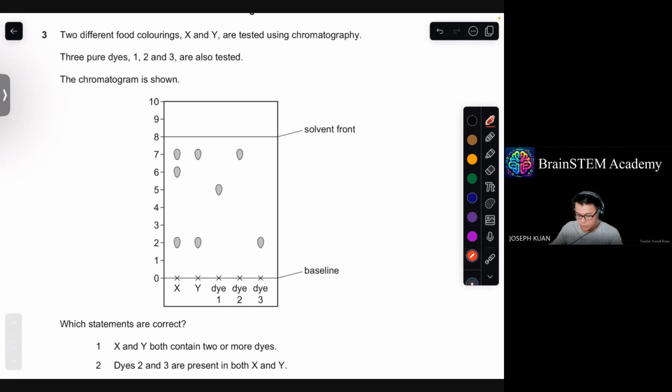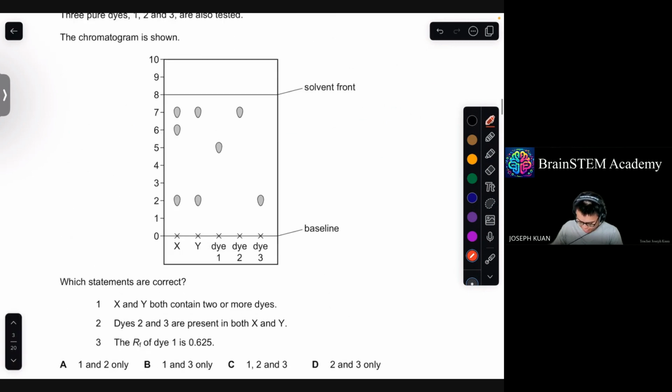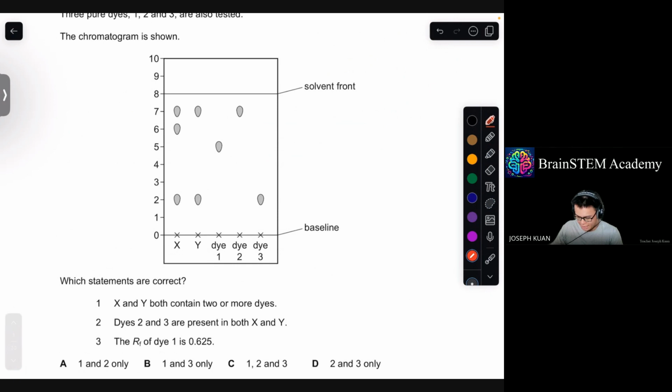Moving on to the next question, 3. 2 different food colorings X and Y are tested using chromatography. 3 pure dyes, 1, 2, and 3 are also tested. The chromatogram is shown. Which statements are correct?